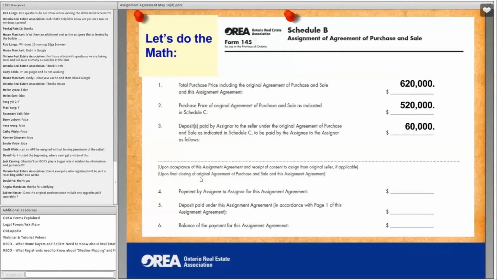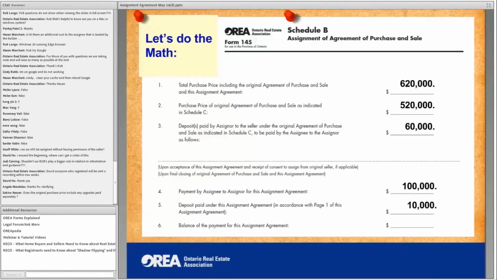And then you'll notice in the midsection, there's a choice to identify how that would be paid by the assignee to the assignor. And that's where the dotted line is. Moving forward, the payment by the assignee to the assignor, the difference between the two agreements, the original agreement and the assignment agreement, is $100,000 from the original $520 to the $620.